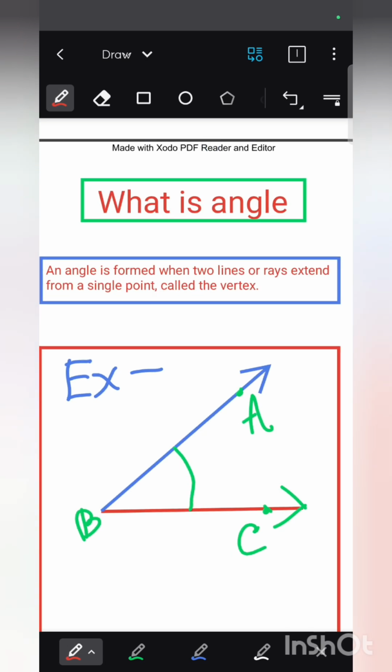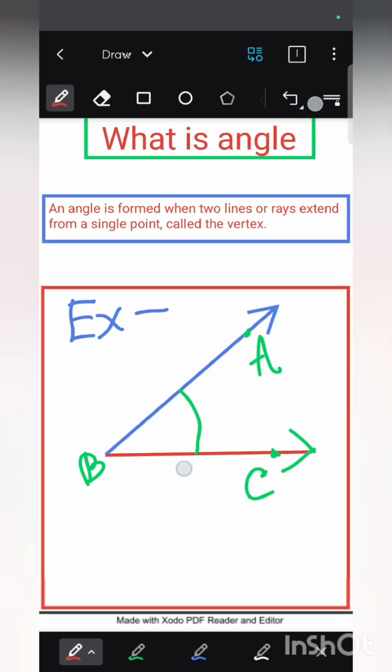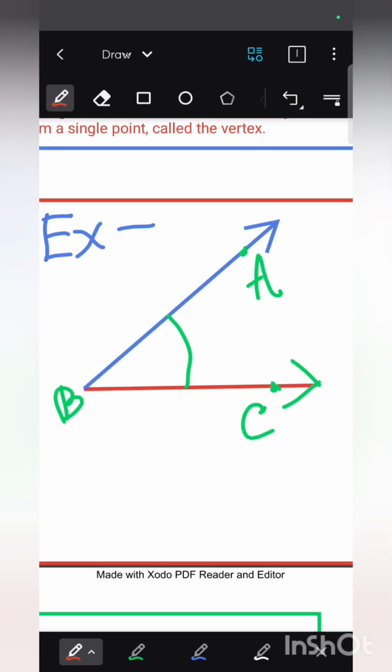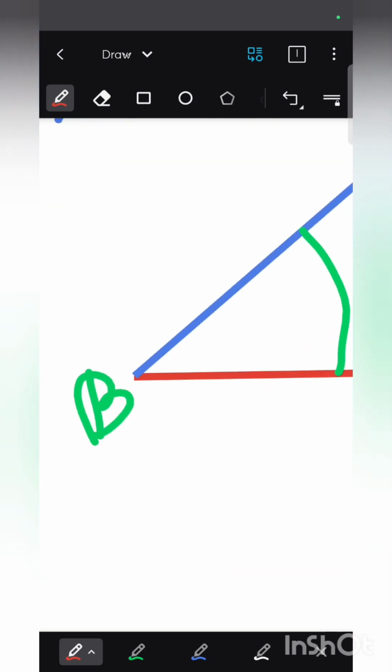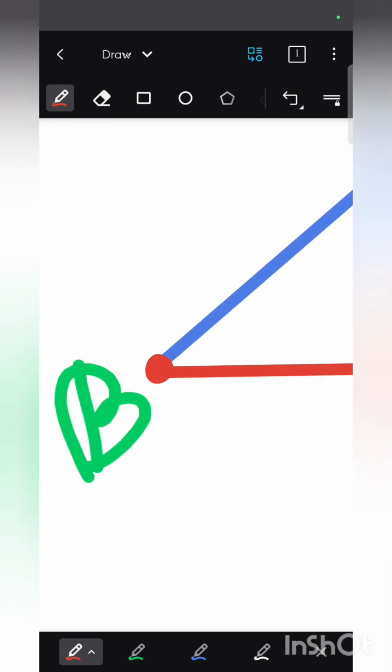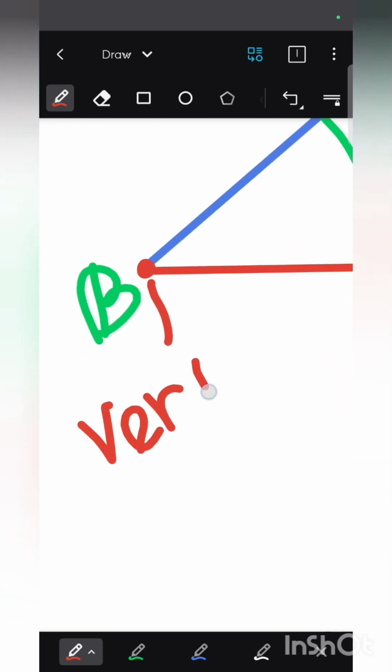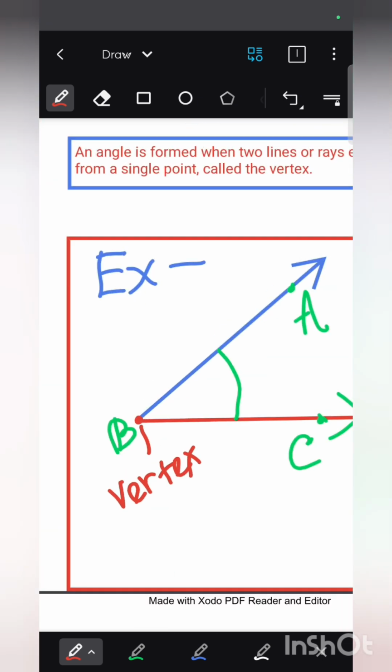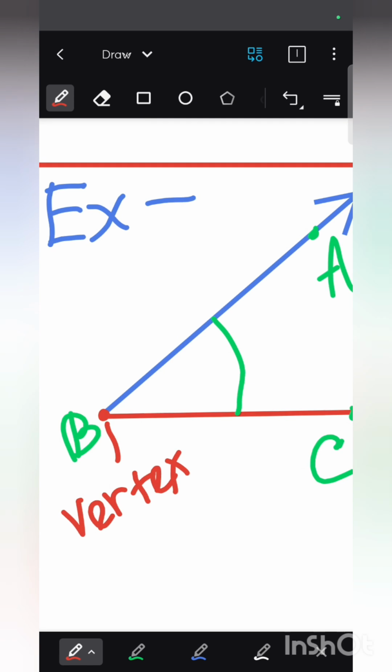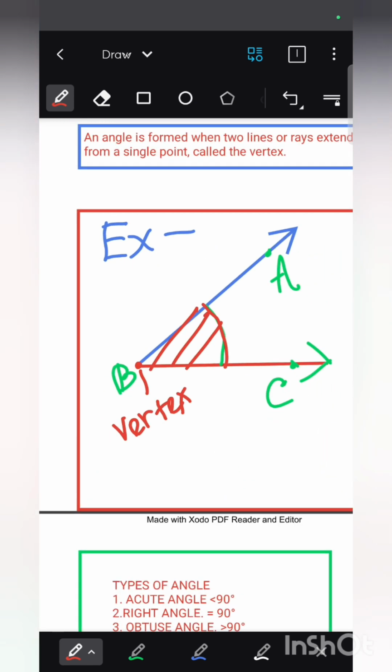What is an angle? An angle is formed when two lines or rays extend from a single point called the vertex. I explain it from the diagram. You can see in this diagram there are two lines or rays intersecting each other at a point B. This point is the vertex. So from the definition, from this vertex two lines extend in different directions and this forms an angle.